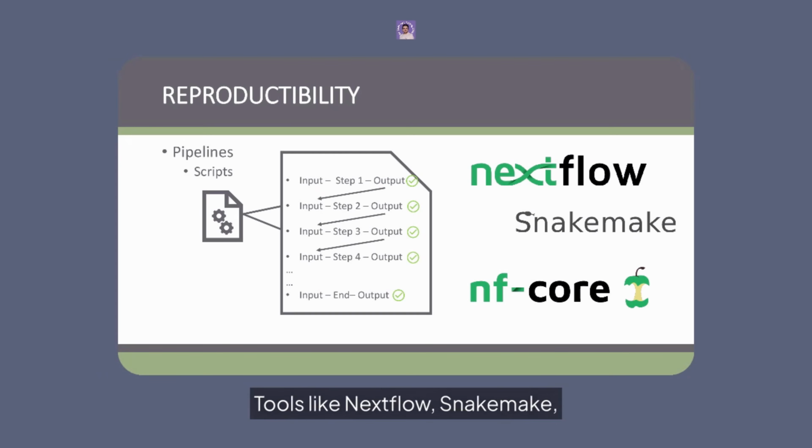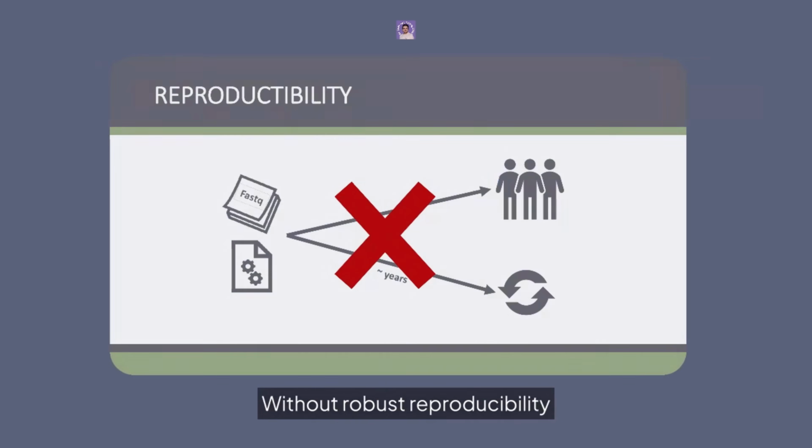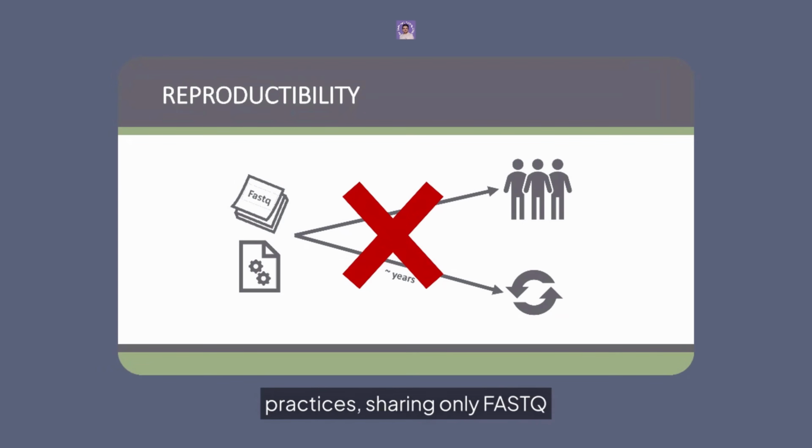Tools like Nextflow, Snakemake, and the nf-core community provide reusable, peer-reviewed workflows. This scripting approach makes complex analyses transparent, shareable, and straightforward to rerun. Without robust reproducibility practices, sharing only FASTQ files and loose scripts is risky.